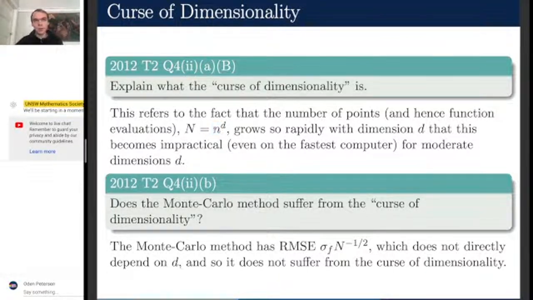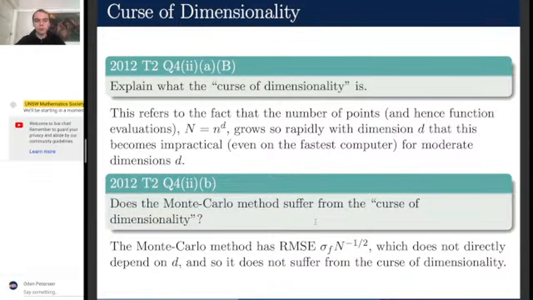And usually in one dimension, to get a decent quadrature, you need quite a significant number of nodes, even in one dimension. And so if you're going to take that rule and extend it to a higher number of dimensions, it's going to be very, very slow to get a good estimate of the integral. So I guess that's what this question from 2012 is asking us to talk about. The second part of the question asks about the Monte Carlo method.